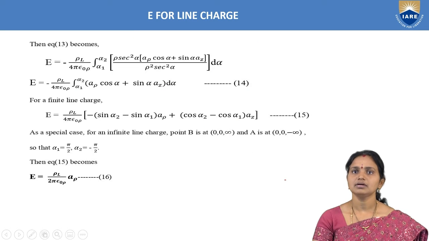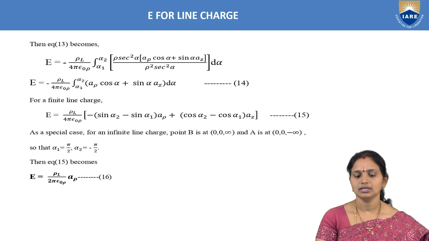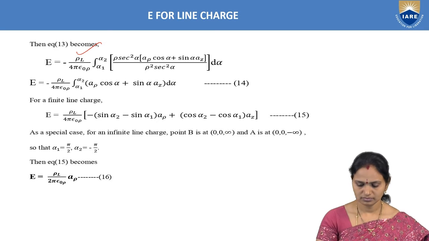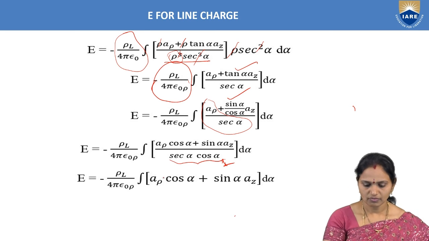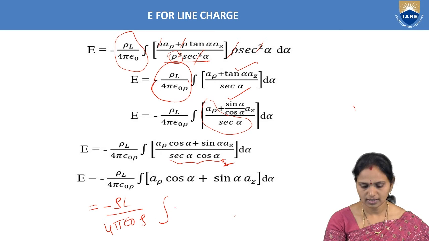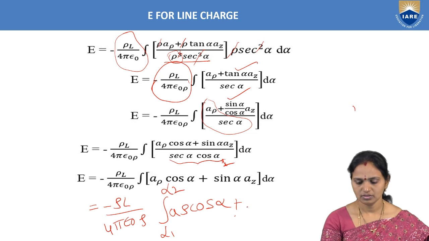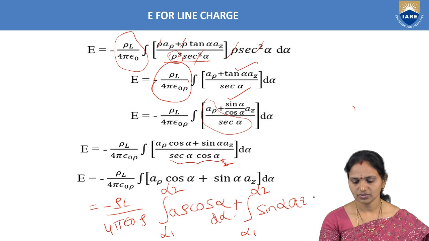Now the alpha limits are from alpha 1 to alpha 2, because alpha 1 is the angle made by point P with A, and alpha 2 is the angle made by point P with B. Then the equation is minus rho L by 4 pi epsilon naught rho integral from alpha 1 to alpha 2 of a rho cos alpha, plus integral from alpha 1 to alpha 2 of sin alpha az. Here the integrations are with reference to alpha.